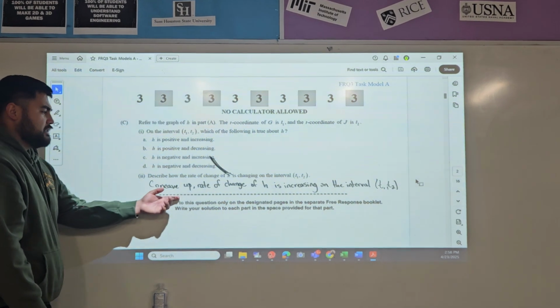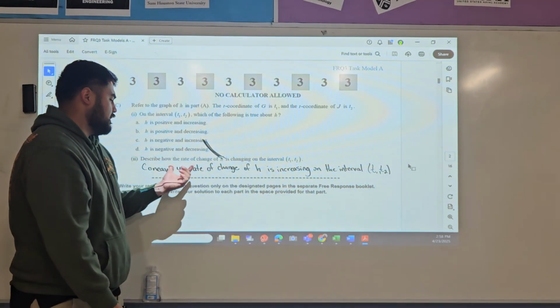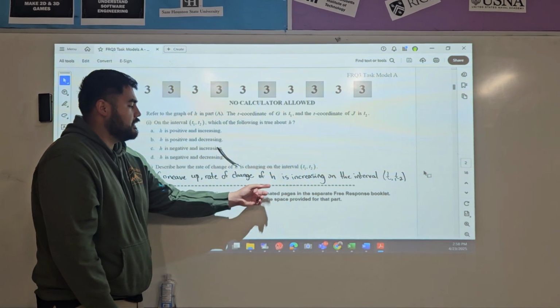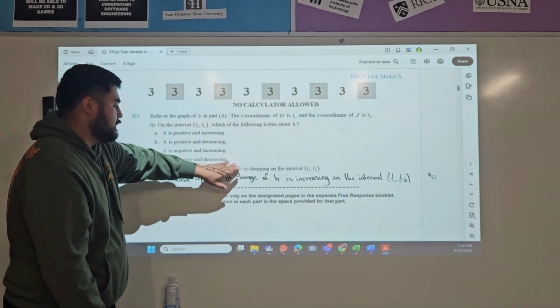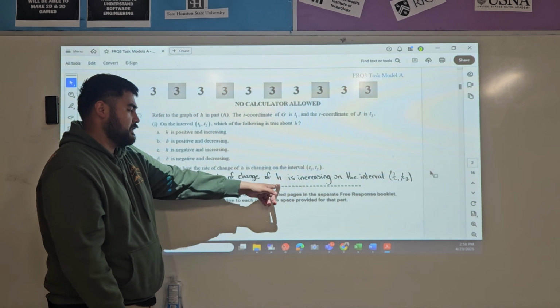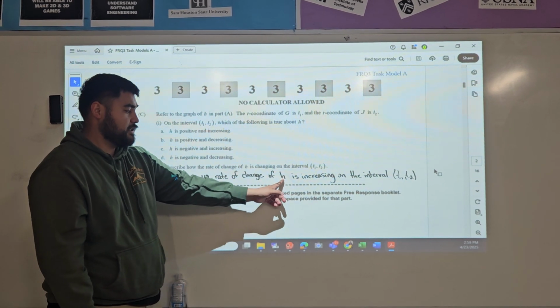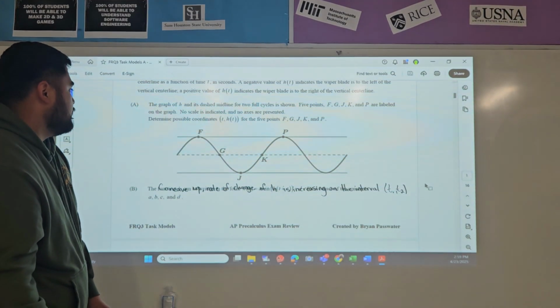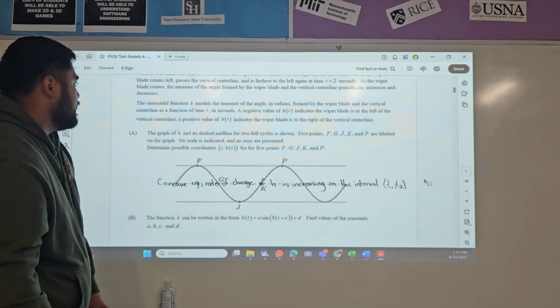I kept forgetting to mention, when you're talking about concave up, concave down, what are you referring to? You have to put the function, right? I didn't put that in the other videos, but hopefully you guys see this one and realize that you have to mention what function you are talking about. In this case, it's h. So now that we're done with that, let's go back over here and try to figure out what's happening.